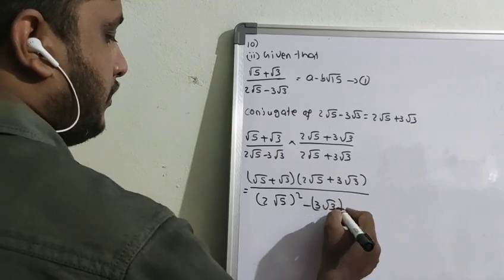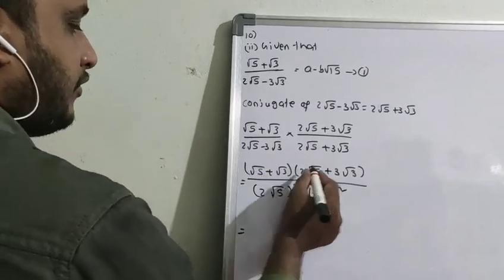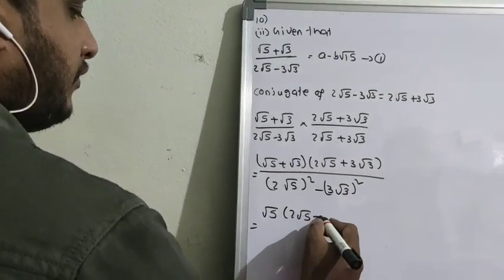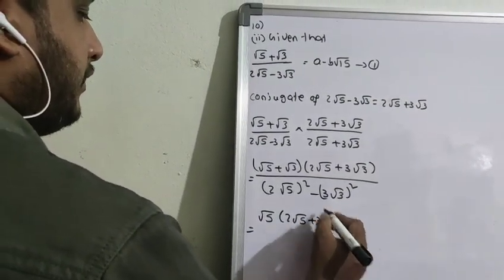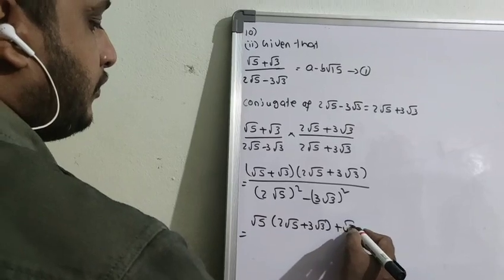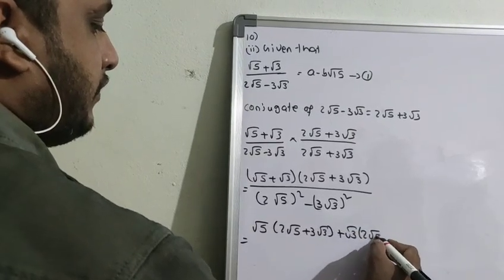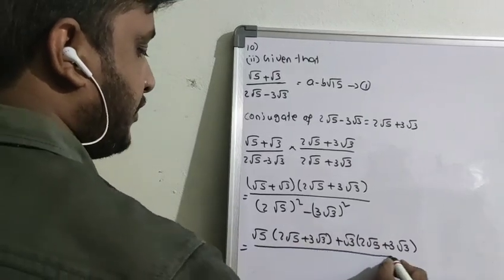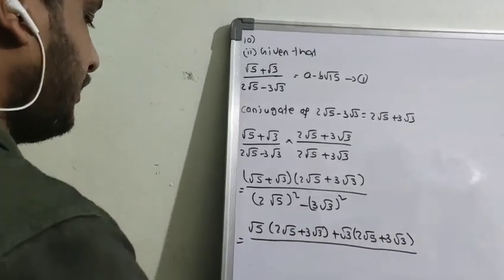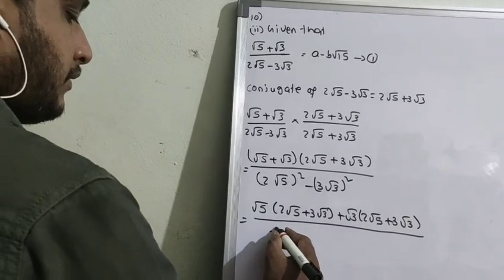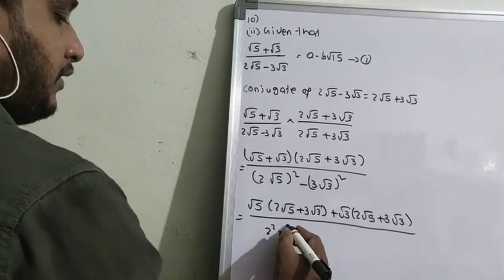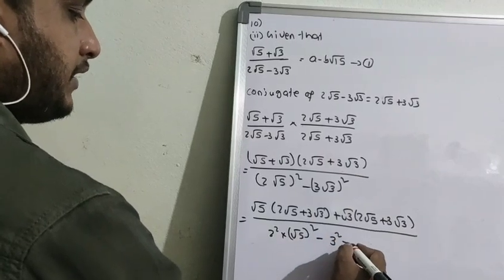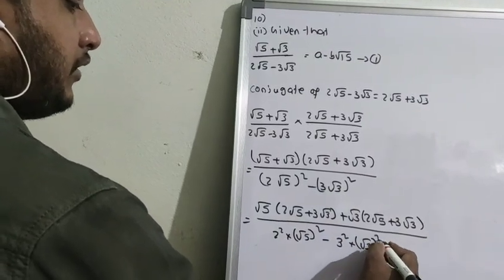(3 root 3) whole square. Again multiply: root 5 into (2 root 5 plus 3 root 3) plus root 3 into (2 root 5 plus 3 root 3). Here I applied the distributive property: A into (B plus C) equals A into B plus A into C. Similarly, 2 square into root 5 whole square. I already explained, you have to write the square for both. And 3 square into root 3 whole square.